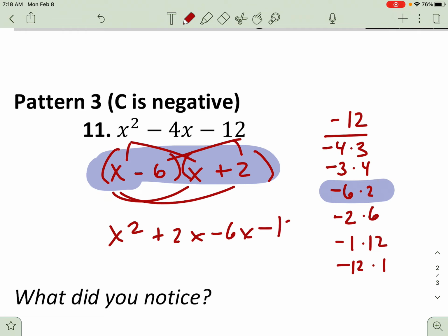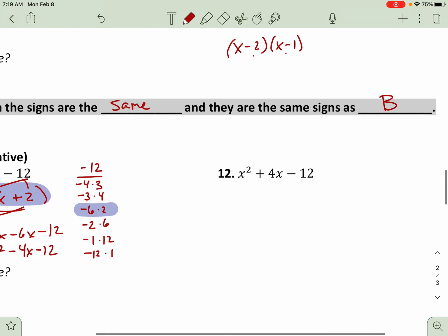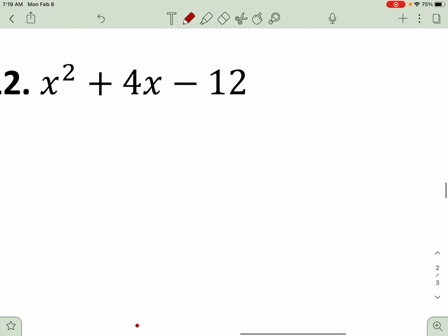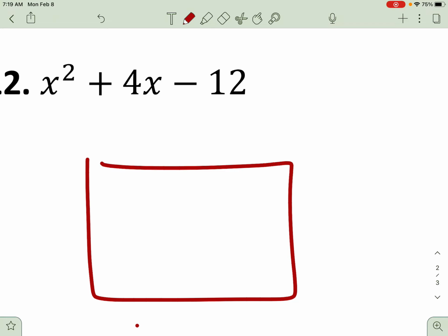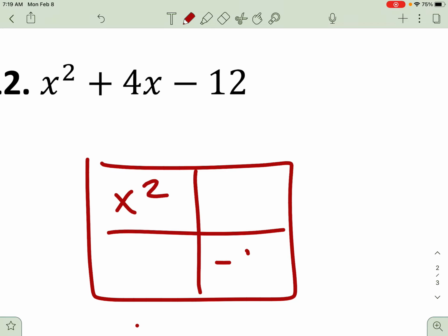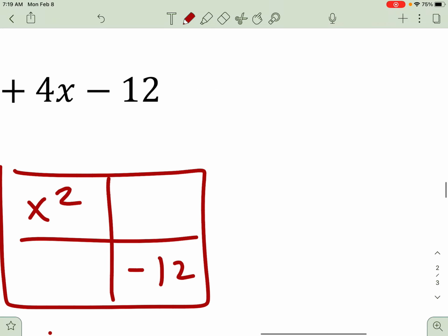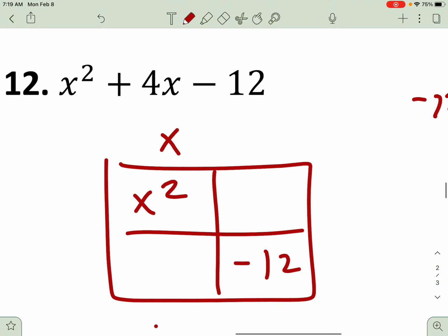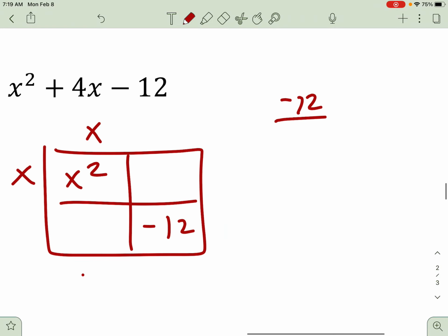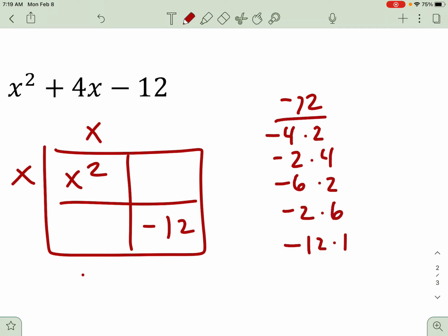You can, again, check your work if you want. x squared, 2x minus 6x minus 12 gives you a negative 4x minus 12, right? Which is the same. Okay, how about this one? If we do the box method for this one, x squared, negative 12. Okay, I got negative 12 off to the side. Also, we know that this is x and x that multiplies to get you that. So negative 12 would have to be 1 negative, 1 positive.